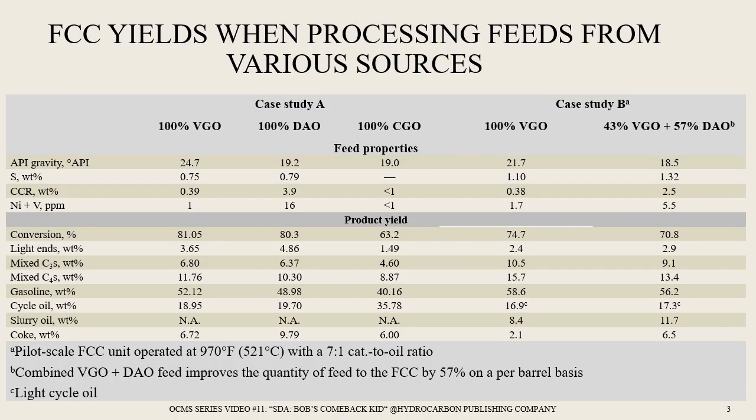As shown in this table, to compare the impact of various streams on the FCC, workers from KBR presented experimental FCC yields from 3 different feed streams. In case study A, 100% vacuum gas oil, or VGO, 100% deasphalted oil, or DAO, and 100% coker gas oil, or CGO, were used. In practical application, the feed to the FCC is most likely 100% VGO or VGO augmented with some smaller quantity of DAO and/or CGO.